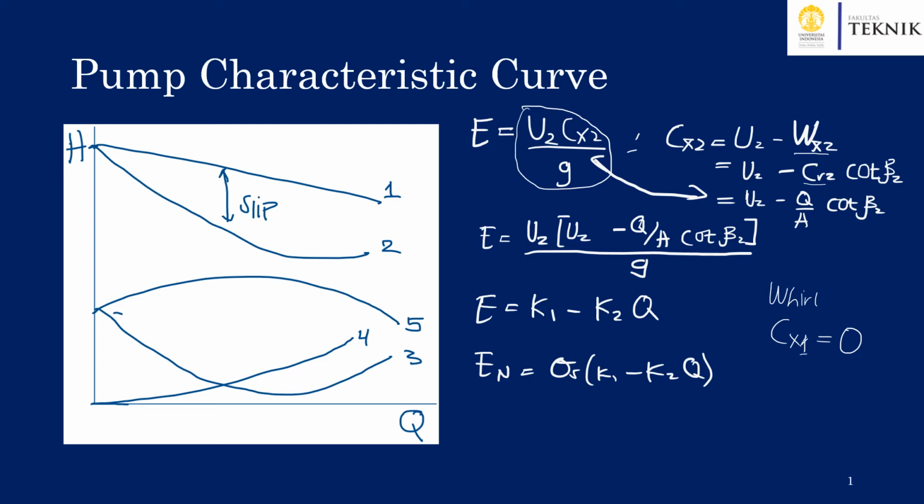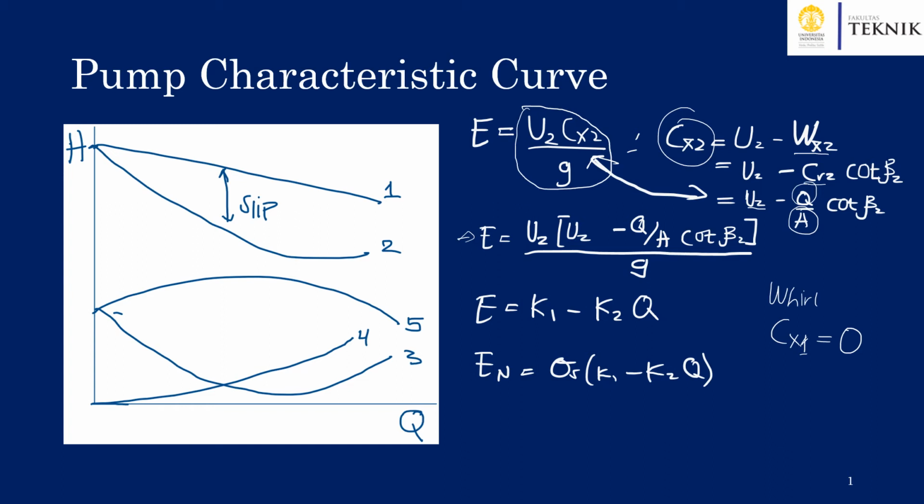And then CR2 can be derived from Q, the flow rate, and the area of the blade. Combining these two equations, we know that Cx2 is equal to U2 minus Q per A multiplied with cotangent beta 2. We put it back into the Euler equations and we get this form of the equations.